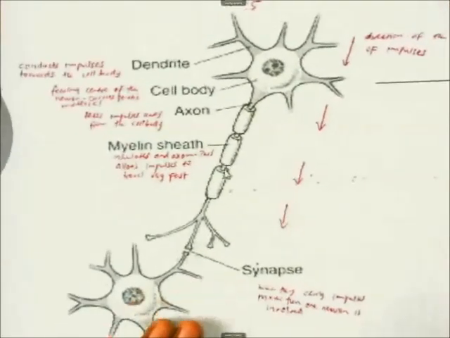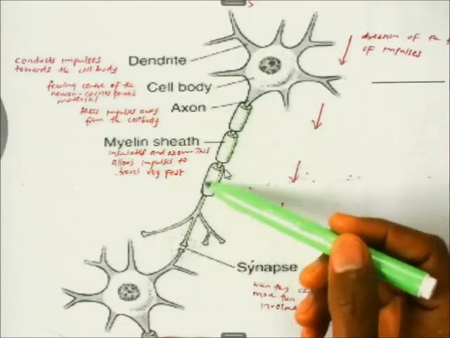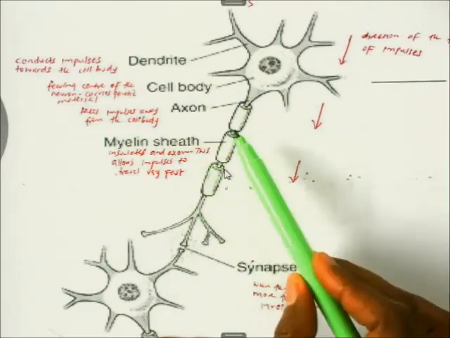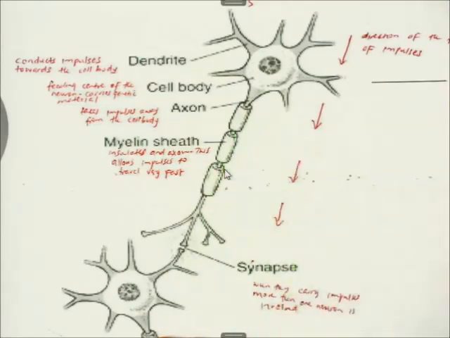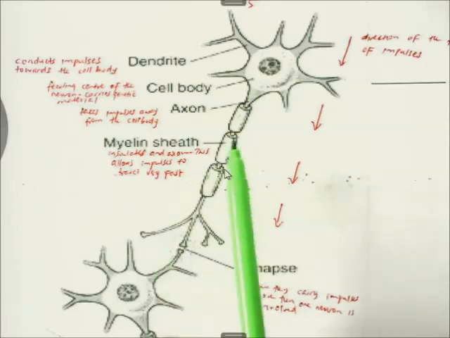So now, still on the structure of a neuron, here is our axon. This axon, as you can see, is covered by the myelin sheath. The function of the myelin sheath is to insulate an axon. The insulation allows impulses to travel very fast.